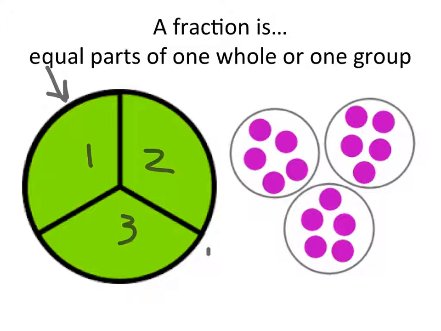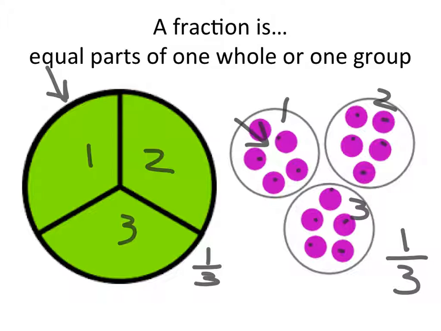So if we took one of those parts, we would have 1/3. Here we see 1, 2, 3, 4, 5, 6, 7, 8, 9, 10, 11, 12, 13, 14, 15 items separated into equal groups. But if we're talking about the groups, we actually only have 3 groups. 1, 2, 3. So if we're talking about groups and we're talking about this group, we would say we have 1 out of 3 groups.